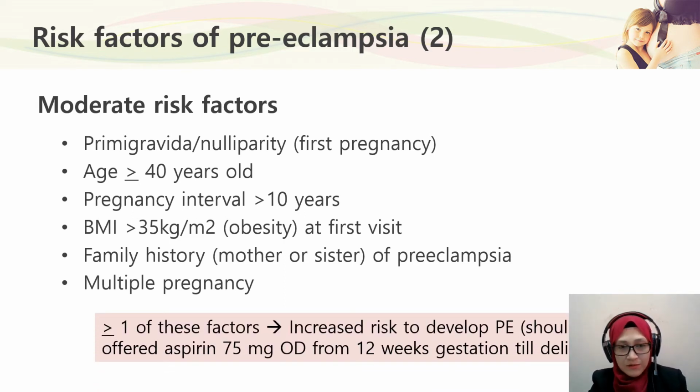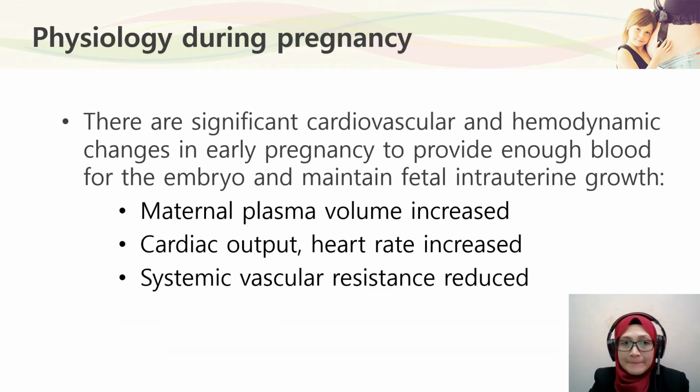And also, more than one or more of these factors might indicate an increased risk to develop preeclampsia, and the patient can be advised to have a prophylaxis of aspirin 75 milligram OD from 12 weeks of gestation until delivery.